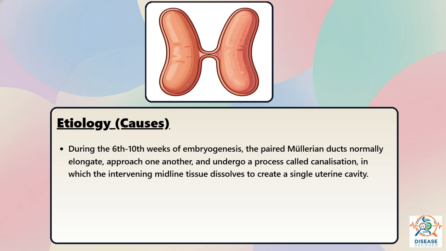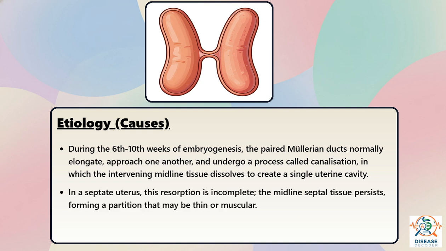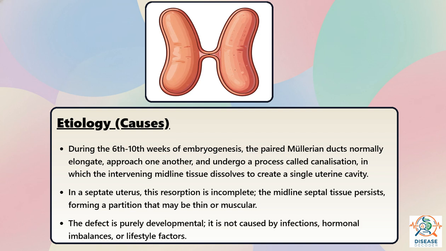During the 6th to 10th weeks of embryogenesis, the paired Mullerian ducts normally elongate, approach one another, and undergo a process called canalization, in which the intervening midline tissue dissolves to create a single uterine cavity. In a septate uterus, this resorption is incomplete. The midline septal tissue persists, forming a partition that may be thin or muscular. The defect is purely developmental. It is not caused by infections, hormonal imbalances, or lifestyle factors.